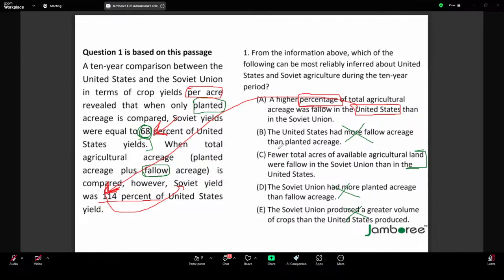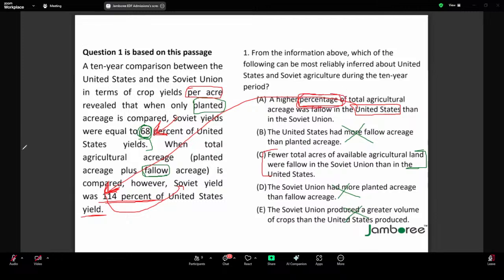And what was this one saying? The only one we had parked, fewer total acres of available agriculture. Now we do not know that. It says when total agricultural acreage is compared, the US percentage was higher per yield. So if your total available agricultural land was fallow in the Soviet Union than in the US. Again, we do not know that. It might be possible, but we don't have data for it, because we are only looking in percentage terms. So we should only compare in percentage terms, not in absolute terms. Numbers and percentage is a completely different ball game altogether. So this one seems more suitable than any other.